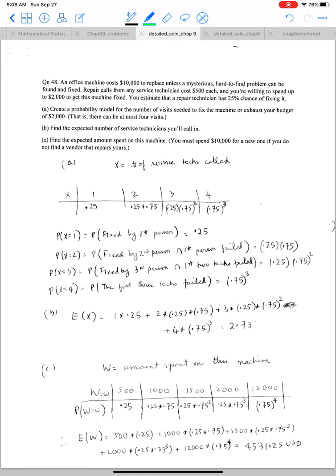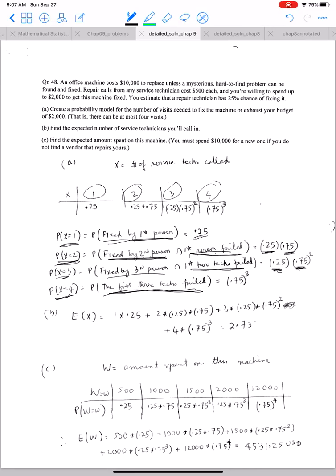So here the number of visits needed is the random variable. My random variable can take 4 values, either 1, 2, 3, or 4, because we allow only 4 visits. The random variable takes the value 1 when the first person fixes it, which is 0.25. It takes the value 2 if the first person fails and the second person fixes it. If we assume these two events are independent, the probability of the first person failing is 0.75 and the second person fixing it is 0.25. X equal to 3 is when the first person fails, the second person fails, but the third person fixes it. So the probability of the first two people failing is 0.75 squared and the third person fixing it is 0.25.